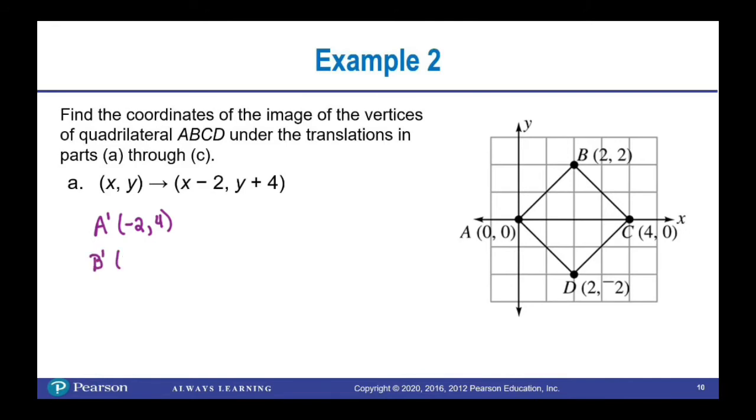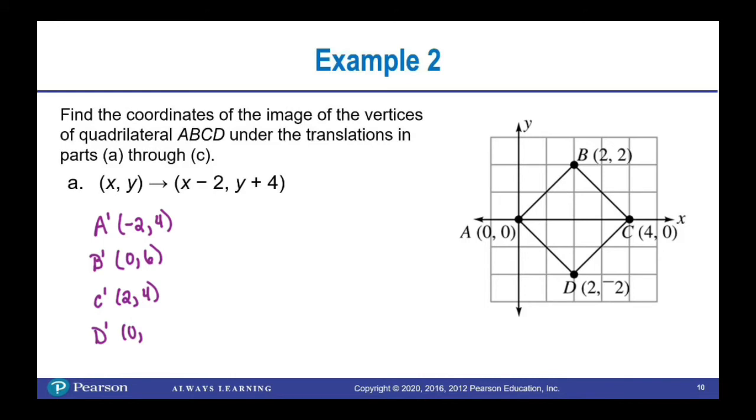Now look at B and B prime. The x coordinate of B is 2, and 2 minus 2 is 0. The y coordinate of B is 2, and 2 plus 4 is 6. Move to C and C prime. So 4 minus 2 is 2. The y coordinate of C is 0, and 0 plus 4 is 4. And last we have D and D prime.